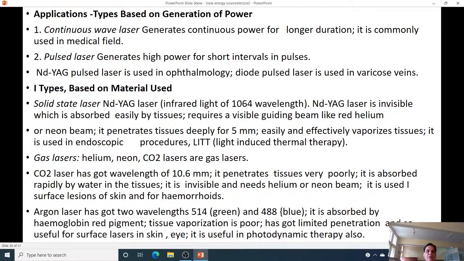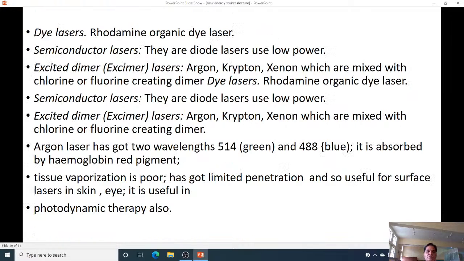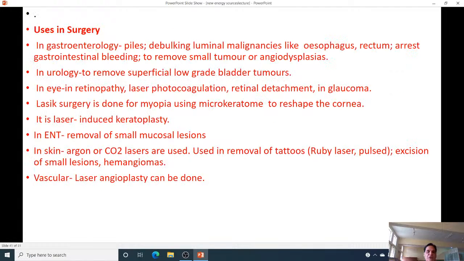So the applications are simple. Continuous wave laser, pulse laser, solid state laser, gas laser, CO2 laser, argon laser. These are all different varieties of laser. Dye laser, semiconductor laser, excimer, the excited dimer, is the excimer laser. They are mainly used with the help of krypton and xenon. Dye lasers, semiconductor laser, again excimer, argon laser, and photodynamic therapy is also possible. This is important. Remember this.